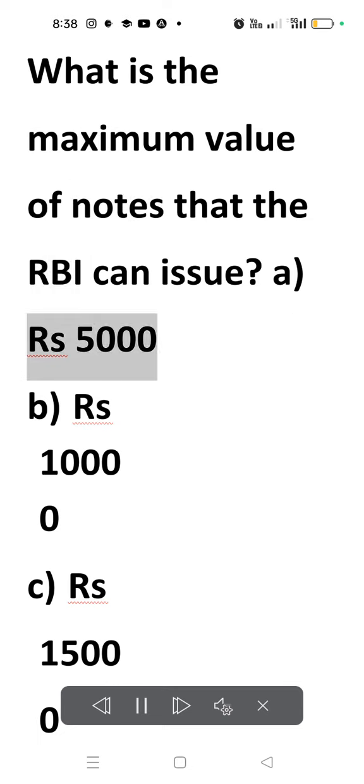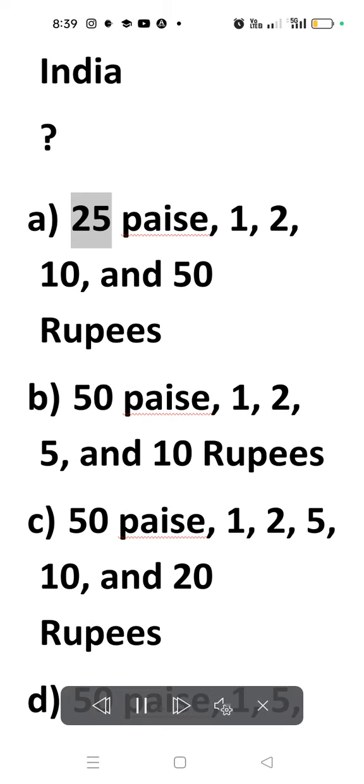Which of the following denominations of coins are in circulation in India? A. 25 paise, 1, 2, 10 and 50 rupees. B. 50 paise, 1, 2, 5 and 10 rupees. C. 50 paise, 1, 2, 5, 10 and 20 rupees. D. 50 paise, 1, 5 and 10 rupees. Answer: B. 50 paise, 1, 2, 5 and 10 rupees.